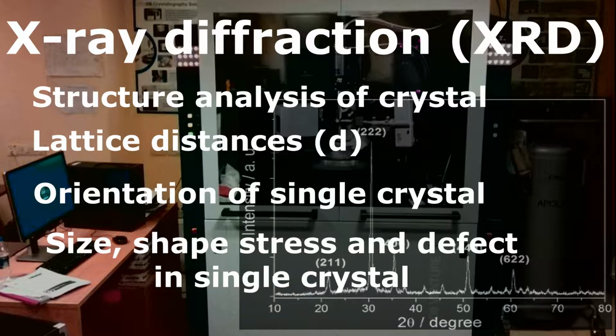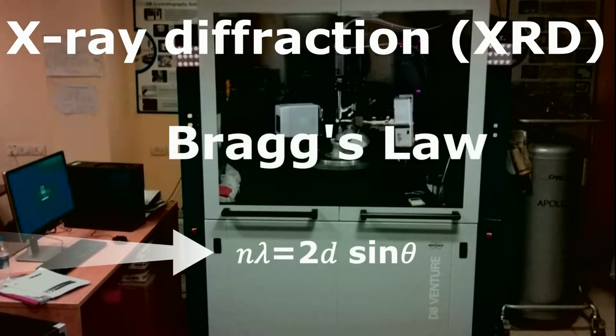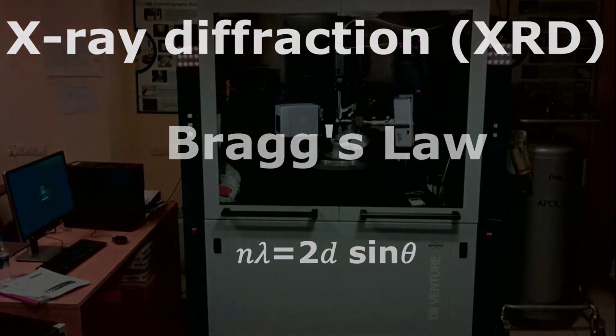X-ray diffraction is based on Bragg's law. Bragg's law is n lambda equals 2d sine theta. So we are going to prove this equation.